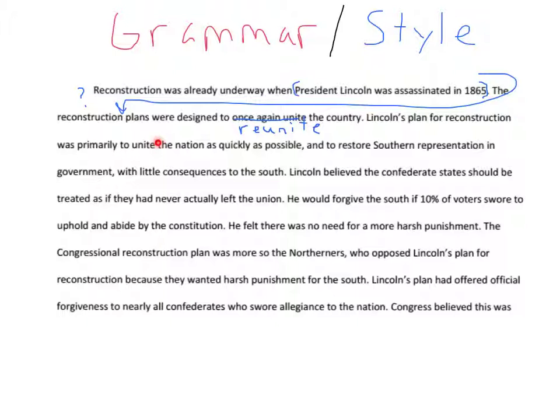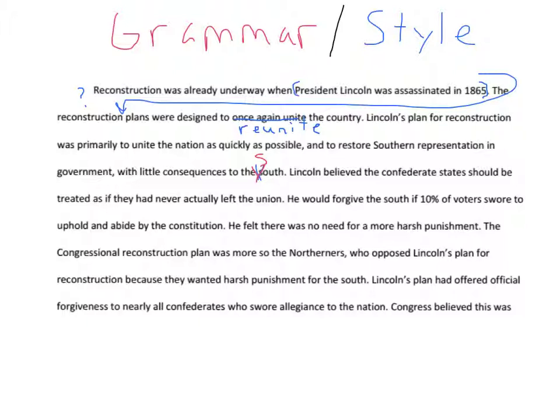Lincoln's plan for Reconstruction was primarily to unite the nation as quickly as possible and to restore Southern representation in government with little consequences to the South. Okay, let's see about that part down there. I'm just going to type in the South. Yes, the South should be capital. And sorry about that, that should be in red because it's an actual grammar mistake. With little consequences to the South.